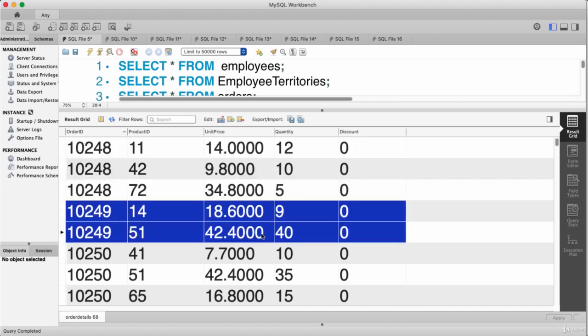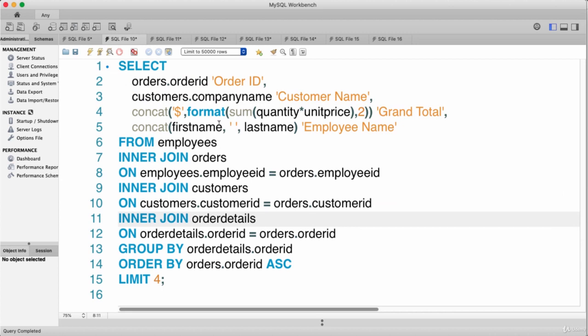For this one, we have to what? Multiply this 9 by this, 40 by this. Then we add them together for this particular order. Hope you understand. Now, this is the solution.